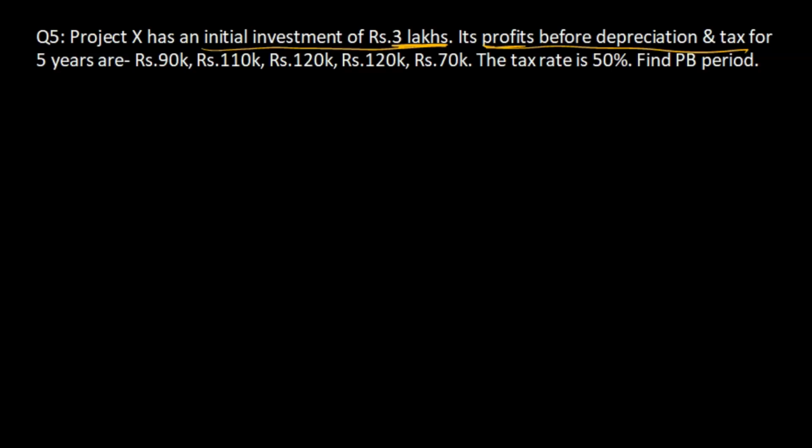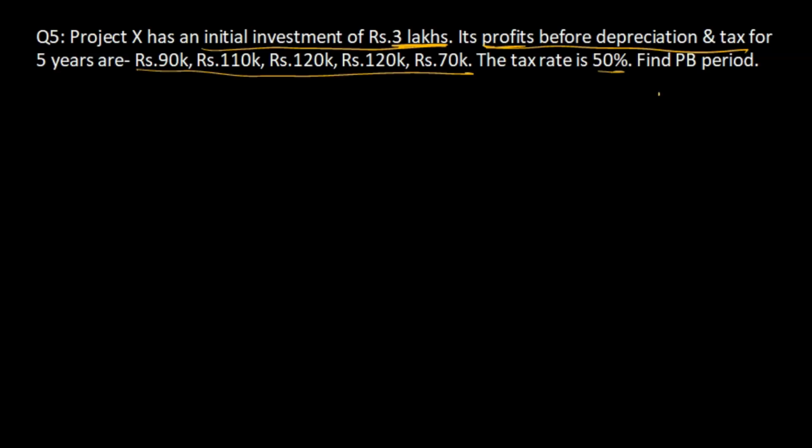So from the profits, 5 years profit are given as follows. These are the 5-year profits. From the profits, we have to deduct the depreciation and then we have to deduct the tax. One more thing. Here tax rate they have given, but depreciation they have not given. So how will we find out depreciation? Just take the initial investment, that is 3 lakh, and for how many years is the project life? It is 5 years.